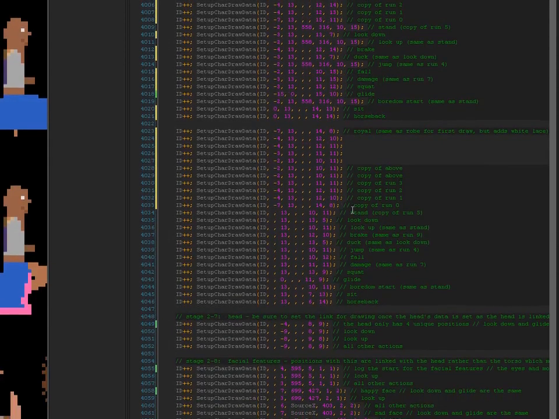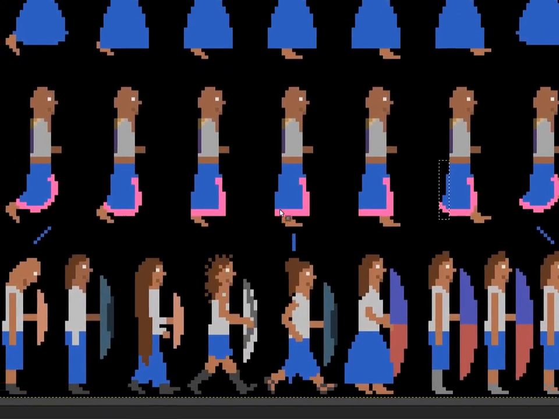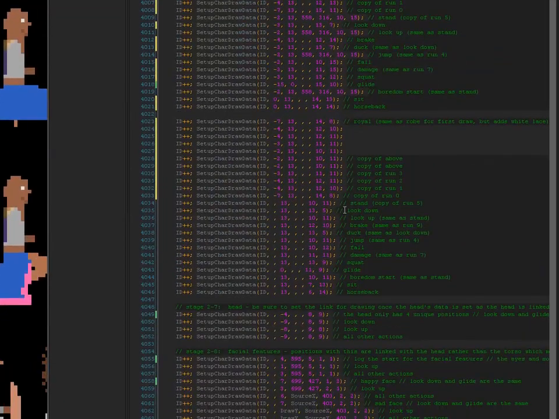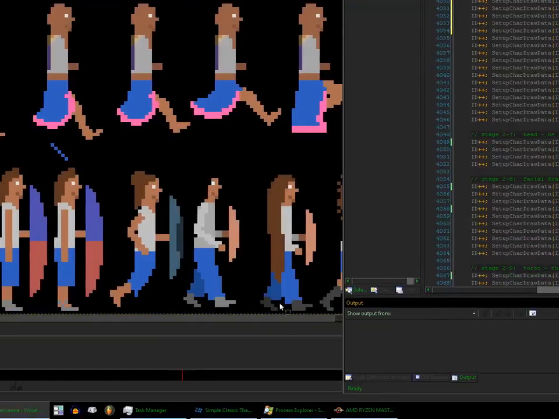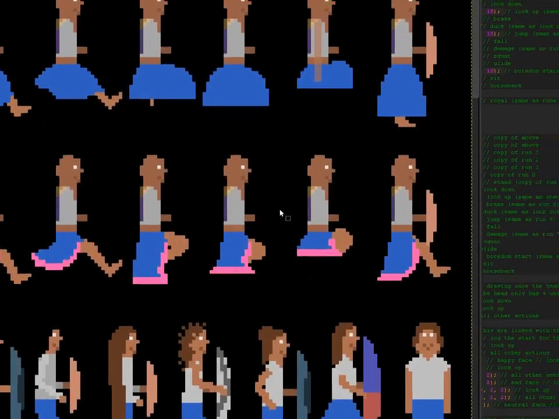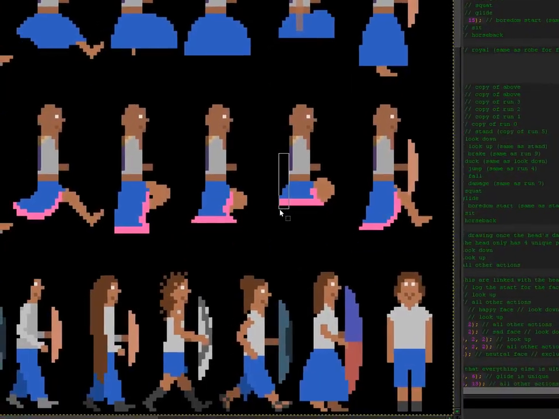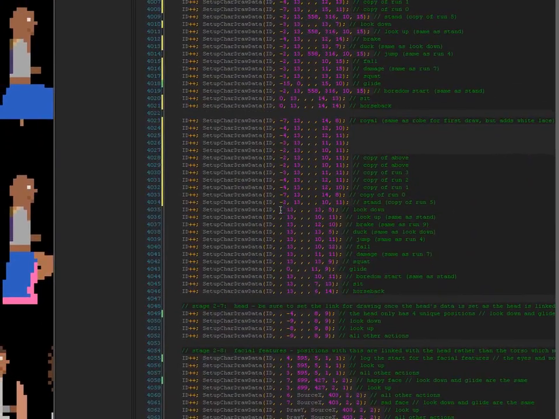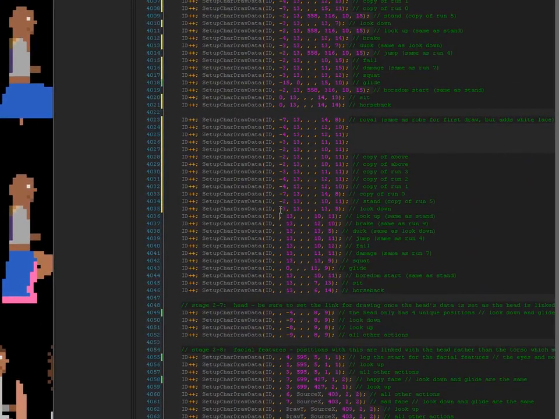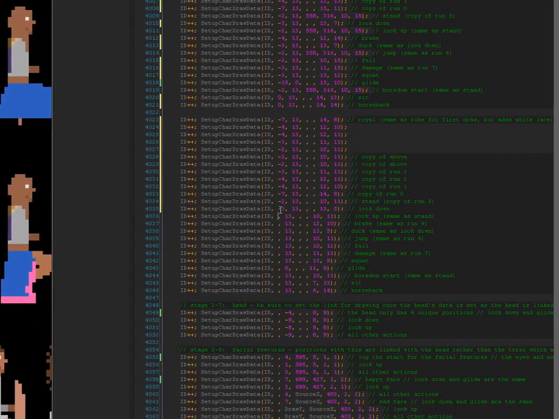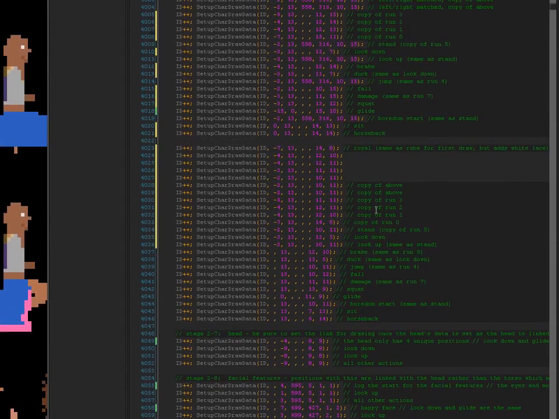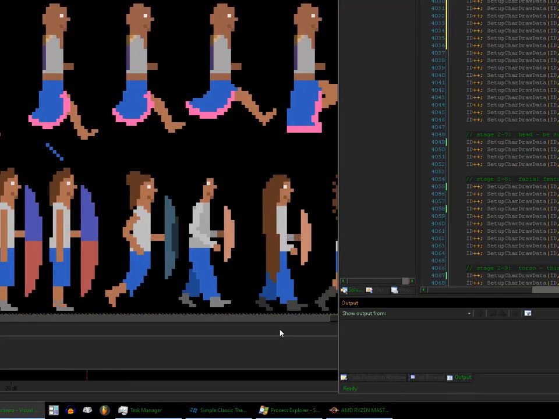And stand is the same as run 5, which is this one here. It's got that -2. Hit 2 buttons at once. Look down is this one here. 3. Look up is the same as stand. Break is same as run 9.